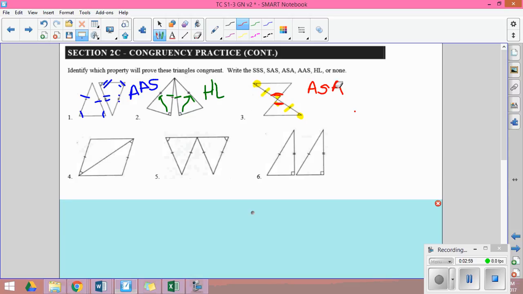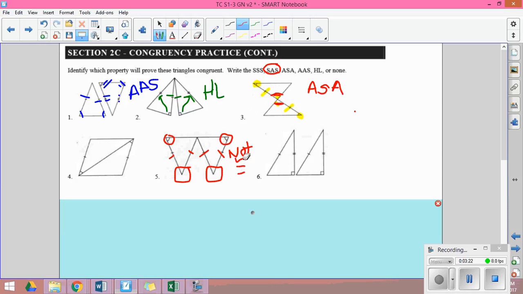When I look at 5, I know 2 sides and an angle. Well, 2 sides and an angle, that's my only choice, side, angle, side. And remember, I have to know the angle in between the sides. And so I don't, so I cannot prove these are congruent.